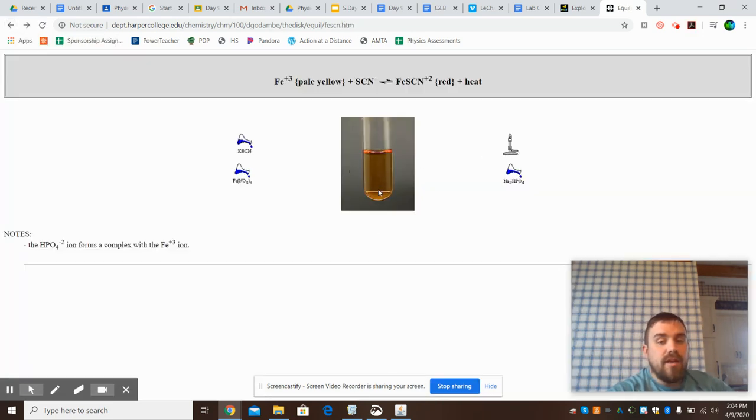When I heated it, it became more pale yellow. In other words, there was a shift in the equilibrium towards the Fe 3+. This is what we would call shifting left. So we shift left. Now you're going to do this with all these different stressors here.